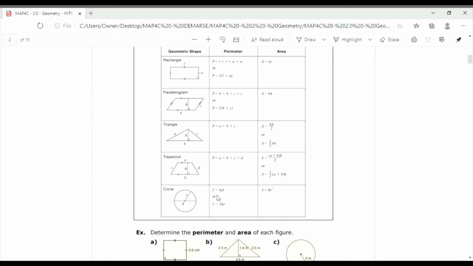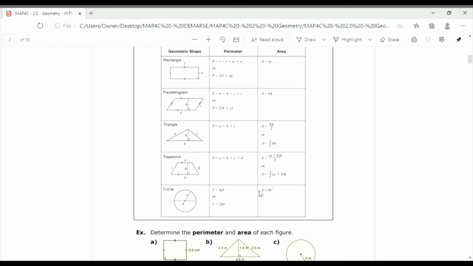Another way to write the circumference is, instead of writing pi times d, pi times 2 times r, which is the same because 2 times r, or 2 times the radius, is the same length as the diameter. So both pi times d, or 2 pi r, will give you the circumference around the circle.